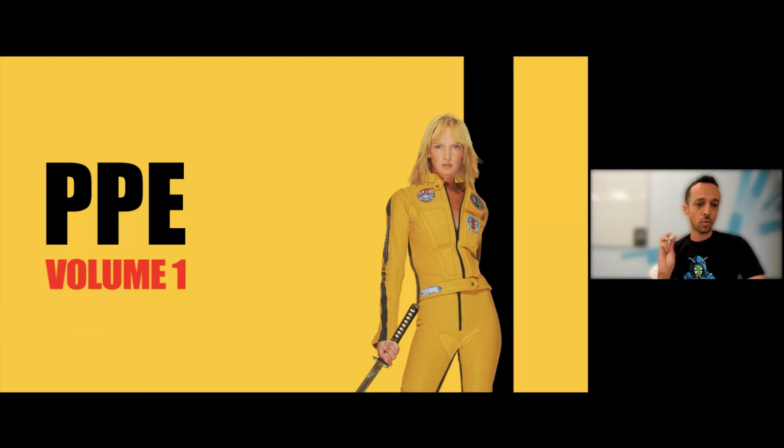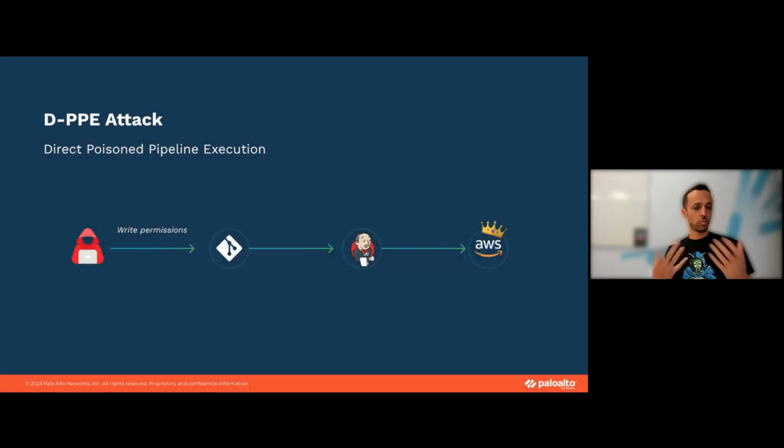Now, PPE has 3 different variants. This is the first one out of them. So we are in the same spot, right? We have the attacker here that gained write permissions to a repository linked with the Jenkins pipeline, shipping code and infrastructure to the crown jewel of the organization, to production, to the cloud environment in this case. Let's see what the attacker can do, because he doesn't have any access to the pipeline or to production, but only to the repository. So the first thing that he can do is to have a look at the code.